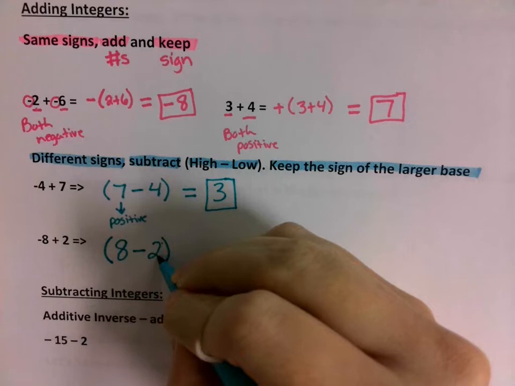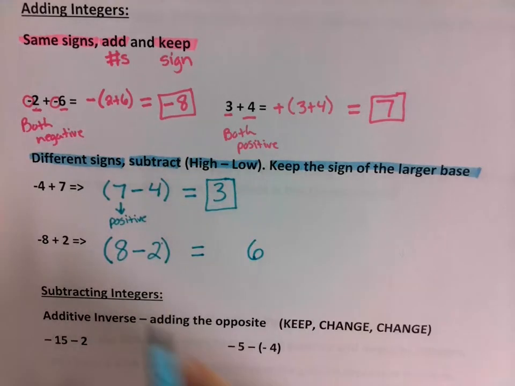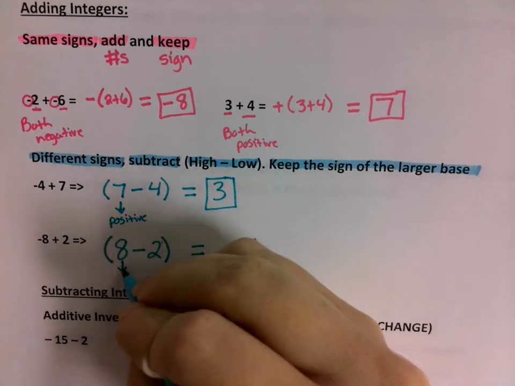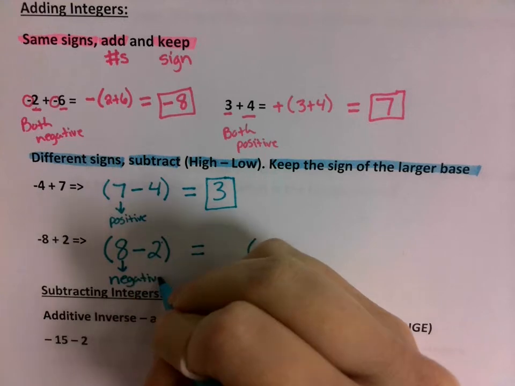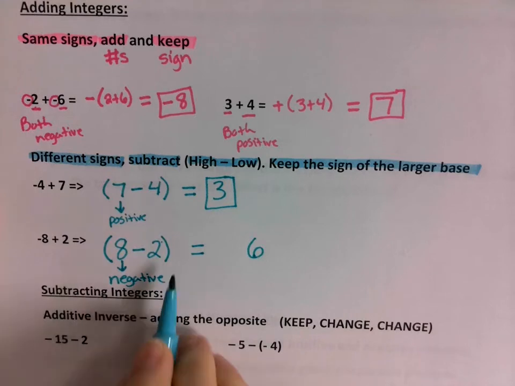However, what sign was the 8? That was a negative. 8 was a negative. So I'm going to keep that sign as my answer. So it's not going to be 6. It's going to be negative 6.